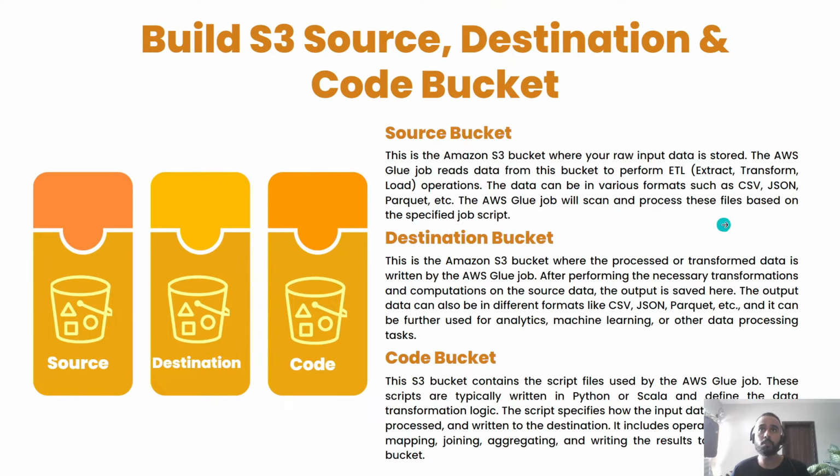The first will be the source bucket, where we will keep our raw input data, which is a CSV file, and the AWS Glue Job would read the data from this bucket, and it will perform the operations, and it will convert that file based on our requirement and push that to the destination bucket. And what is the destination bucket? In this bucket, you will have the processed data that we are going to create.